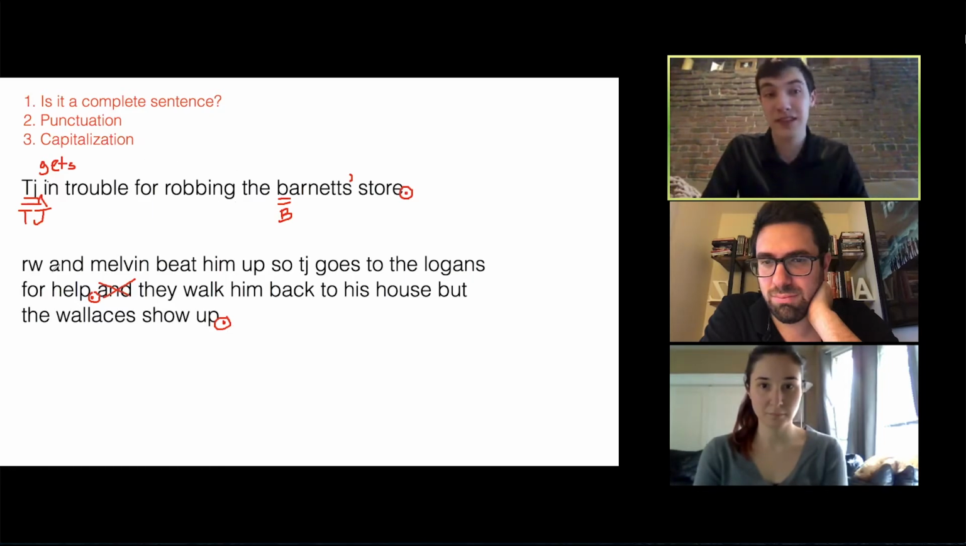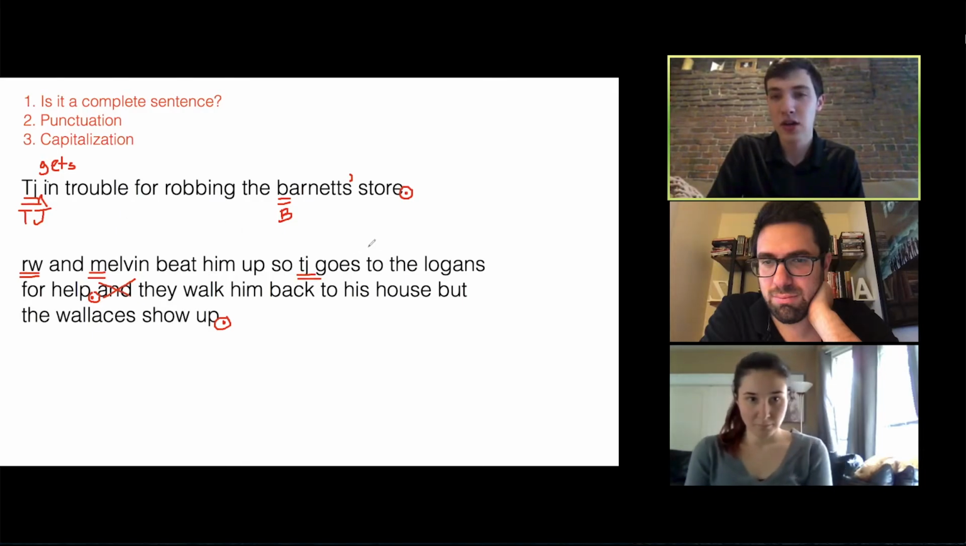Well, there's a lot of names in this sentence, so let's pick them out as we go. RW, that's going to need to be capitalized. Melvin's a name, that's going to need to be capitalized. Beat him up, so TJ, just like it was before, needs to be capitalized. Goes to the Logans, that's going to need to be capitalized for help.